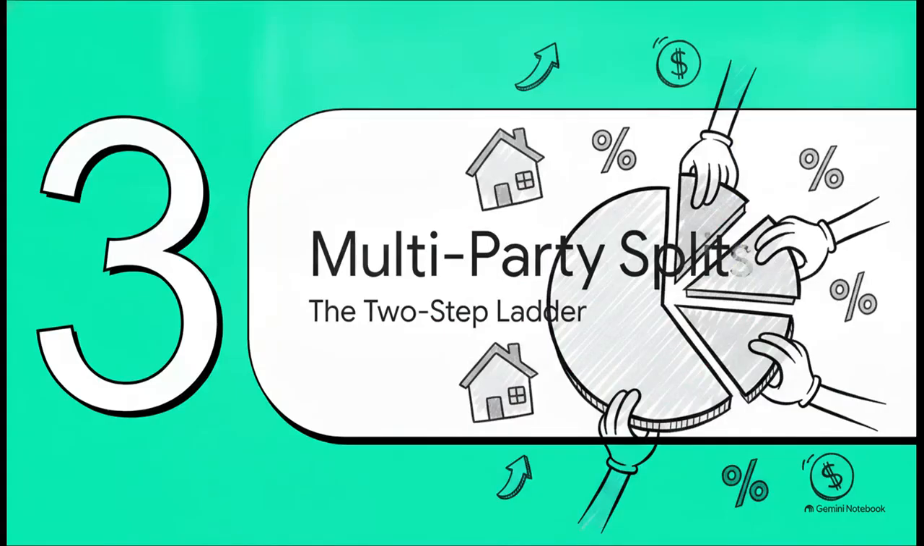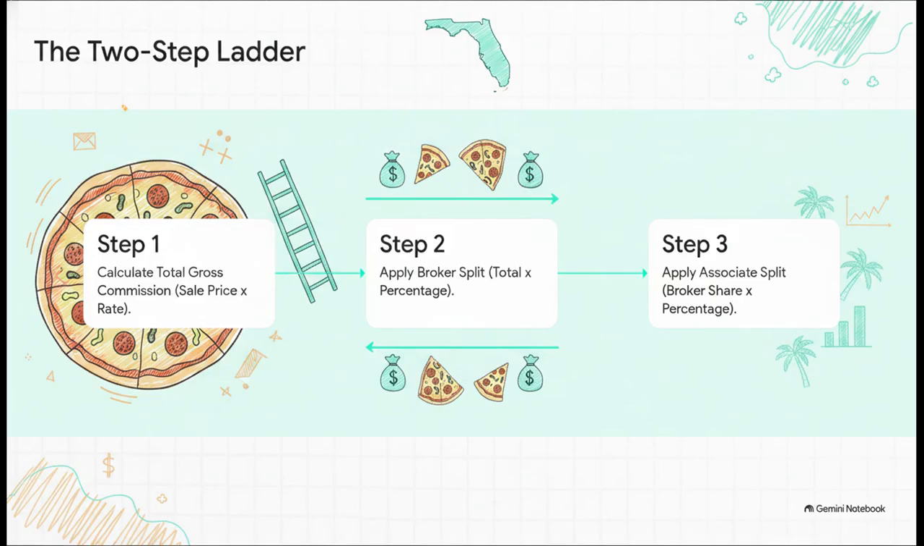Now, things get a little more interesting when we add more people to the mix. Let's talk about multi-party splits. Whenever you're dealing with multiple brokers and associates taking a slice of the pie, you want to use what we call the two-step ladder, or TFTS, total first, then split. You absolutely must calculate the total gross commission first. Only after you have that total do you apply the broker split, and then finally the associate split.